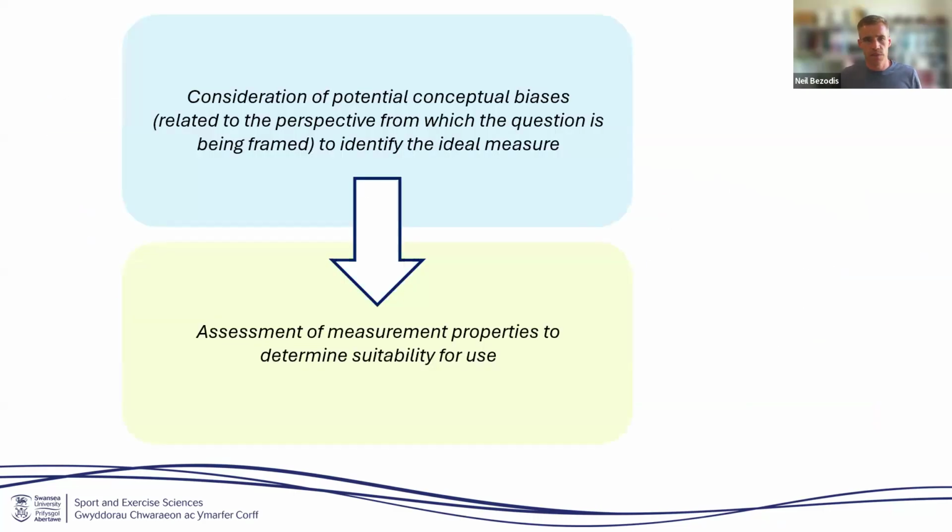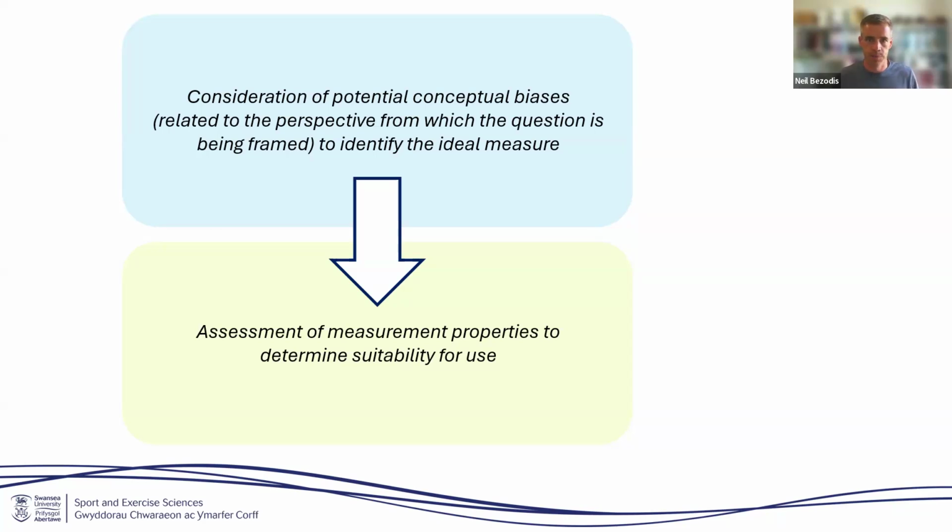The framework itself is fundamentally split into two main parts. The first part of it is considering the potential conceptual biases so that you can identify what the ideal measure might be. And the important thing here is it does relate to the question and the perspective from which that's being framed. We touch on that a bit more in the paper about what we mean by that quite broad idea of a perspective.